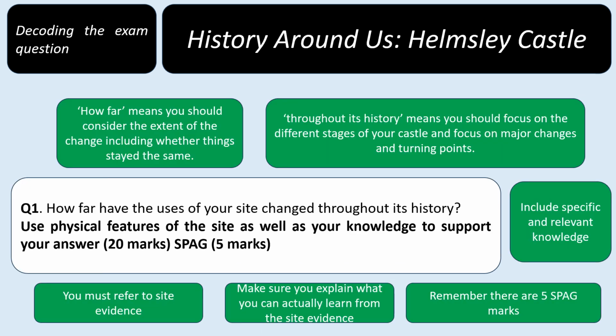When we decode this question, how far means you should consider the extent of the change, including whether things stayed the same. So there's an opportunity really to write about change and continuity. When it says throughout its history, it means you should focus on the different stages of your castle, and the best answers for this question cover the whole time period from Espec right to the present day being owned by English Heritage. And you're going to focus on major changes and turning points. It'd be difficult to do this question without writing about the English Civil War. So you need to have that kind of overview and sense of some of the big changes.